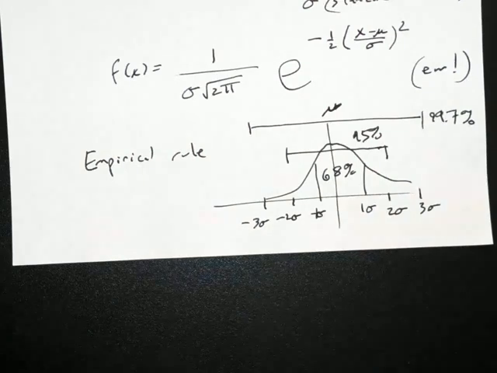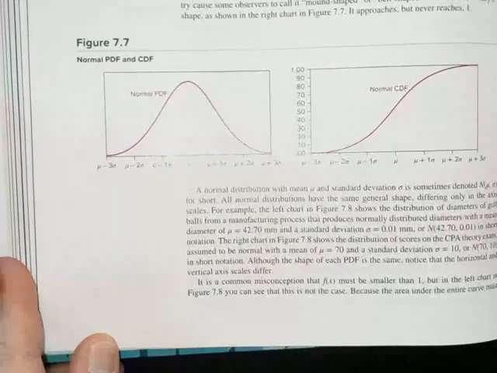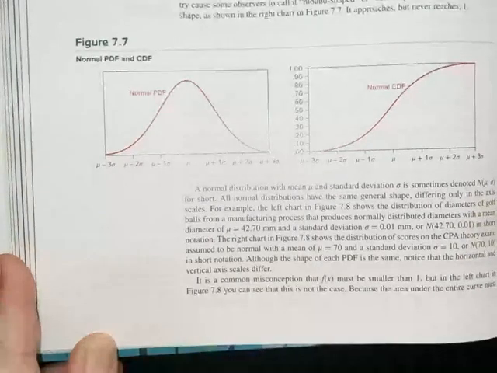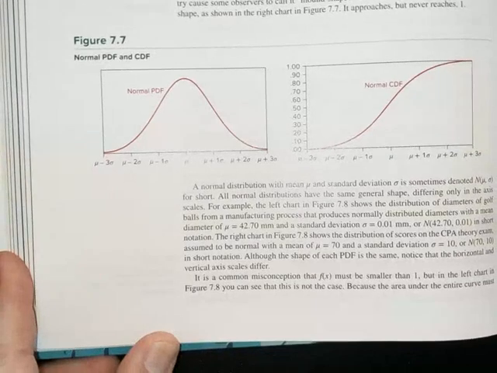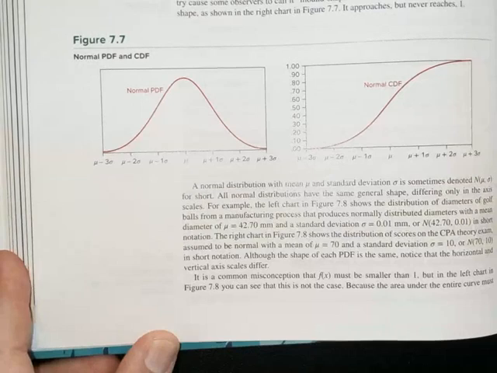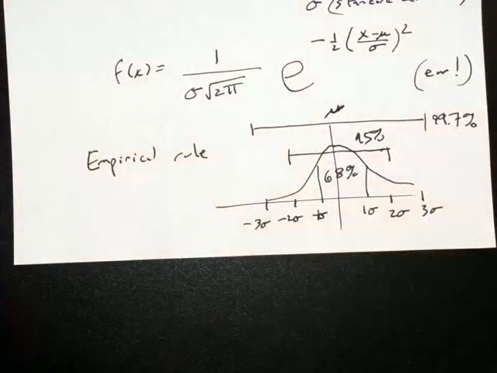Page 238, figure 7.7. There's our PDF. And next to it, there's our CDF. The CDF does not have a formula I know how to write down. It's disgusting. There isn't a nice formula for you. So how do I find areas under this thing? I'm not doing calculus. We'll talk about that on Monday.